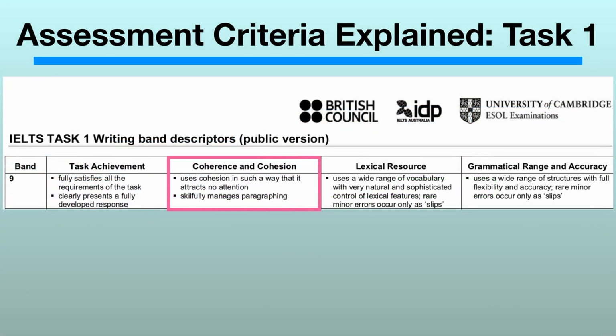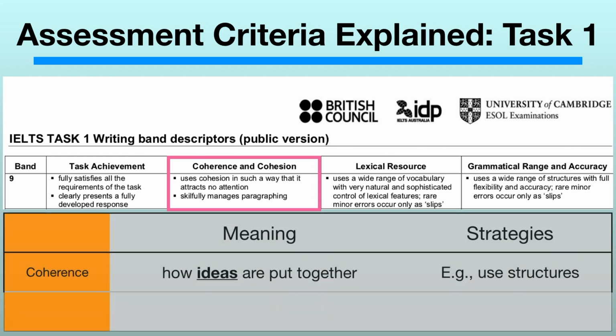The second criterion is coherence and cohesion. Both terms are about organization and flow, whether there is a connection so the writing is clear to readers. However, they focus on different aspects of textual organization. Coherence concerns ideas, thoughts, information. To achieve this, the writing needs to present clear structures.